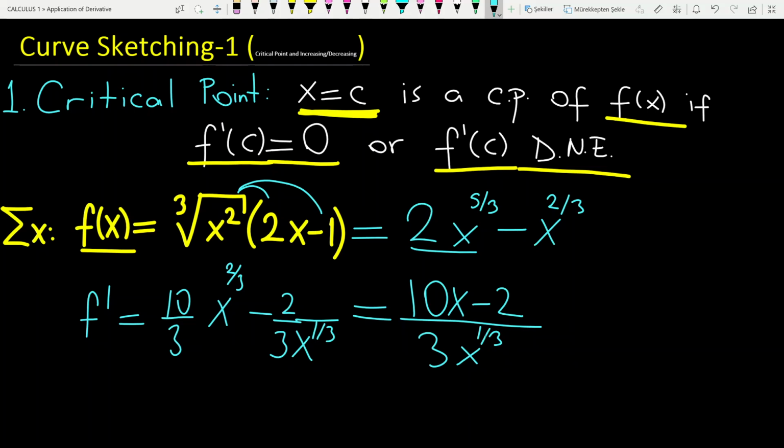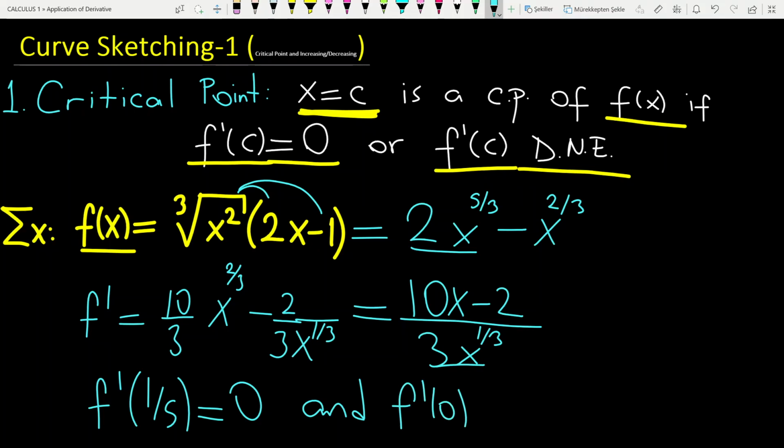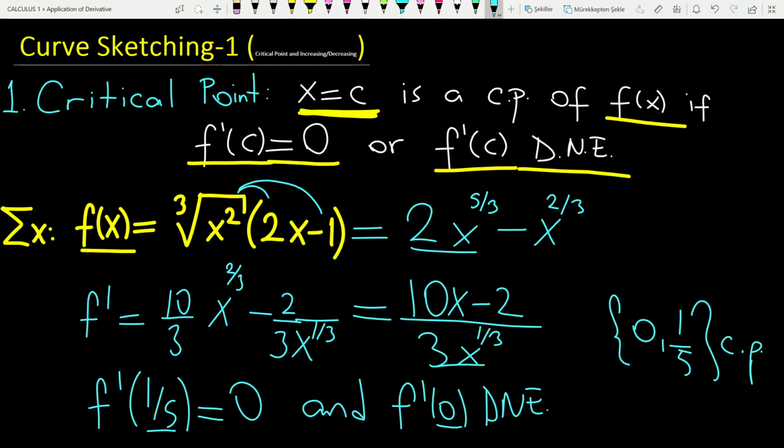So what can we say about this derivative? As you see, at the point 1 over 5, it becomes 0, right? When x is 1 over 5, the derivative becomes 0, and since we have a rational function, the point 0 makes the denominator undefined, right? So f prime of 0 does not exist. So what do we say? 1 over 5 and the point 0 are two critical points for this function. Okay, and they are in the domain, so no problem.